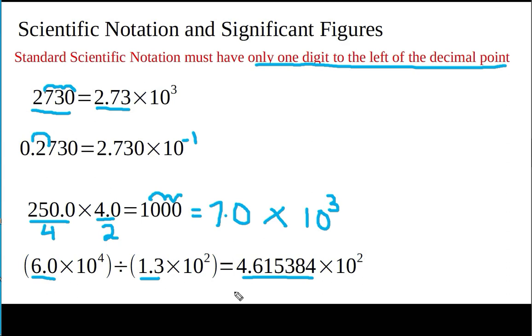Now we see here that this has 2 significant figures and this has 2 significant figures, so we have to express this in 2 significant figures. Then what do we do? We look at the third figure to see whether we have to round up or round down. Here we don't need to round up, so we end up with 4.6 times 10 raised to 2.